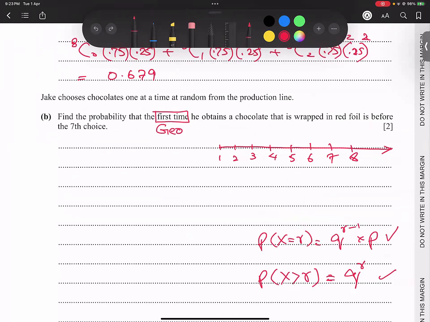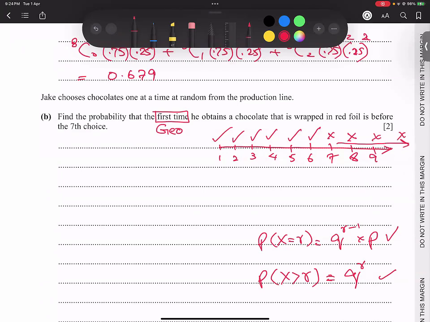So let's read the question. He's saying: obtain a chocolate wrapped in red foil before the seventh choice. What does this mean? Before the seventh choice means it could naturally be the first, second, third, fourth, fifth or sixth choice. He talks about all of these, so I don't need 7, 8, 9 or any of these other numbers.